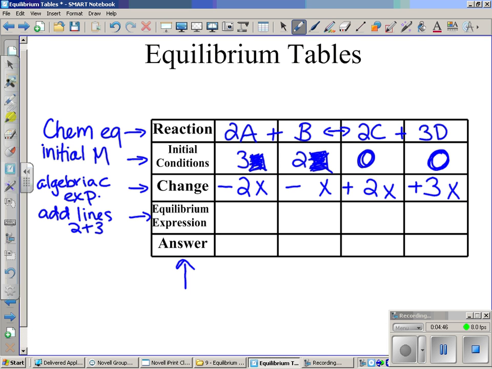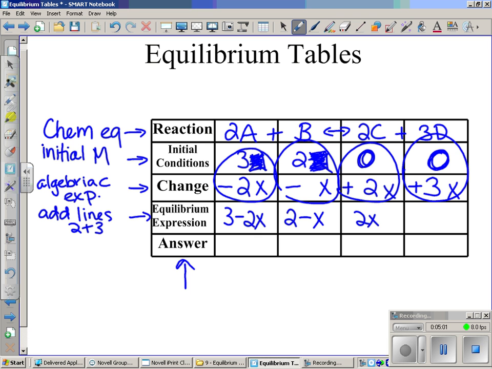So for the A column, we had 3 minus 2x. So I just took these two values and I added them. So for the next one, we'll have 2 minus x. Just added these. I'm going to add these ones. 0 plus 2x just leaves me with 2x. And then if I add this one, it's just 3x. Okay, like so. So 3 minus 2x, 2 minus x, you have 2x, and then you have 3x.